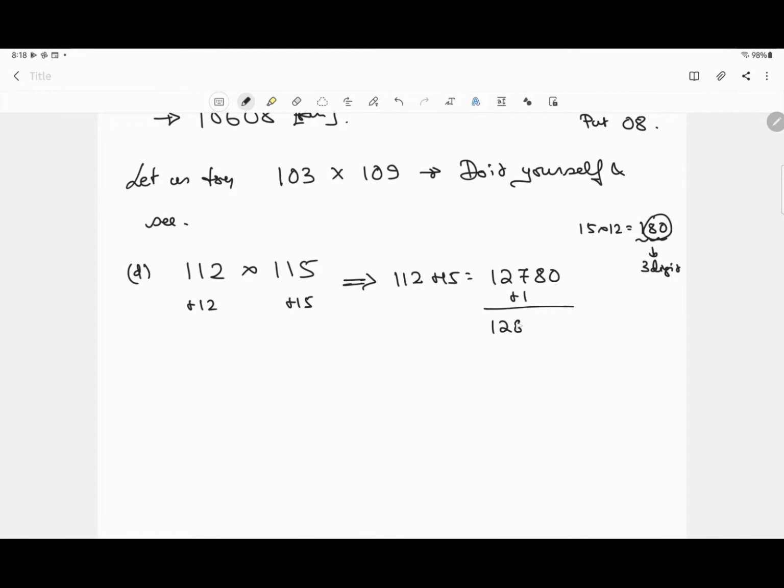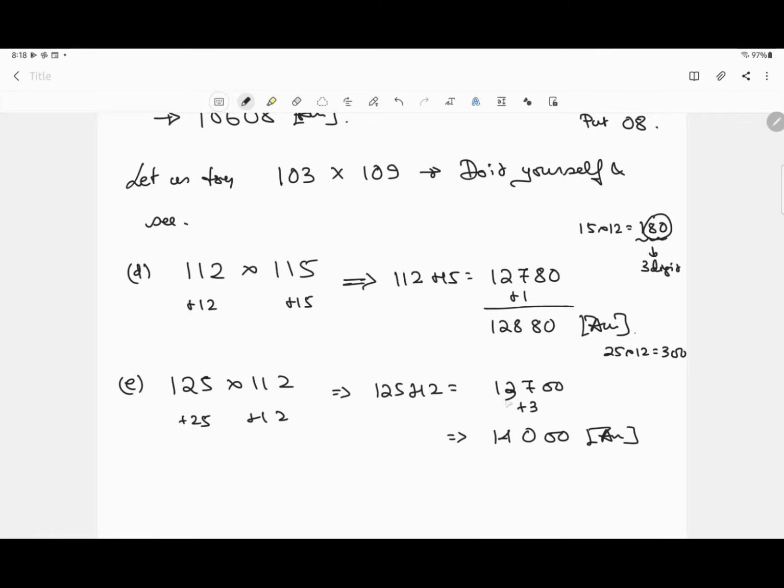Okay, let us take another example. 125 into 112. Now here it is plus 25 and plus 12. So we will do 125 plus 12, which is 137, right? Now if you multiply 25 into 12, we will get 300. So we will put 00 and we will add 3 with 7. So the answer will be 14000.